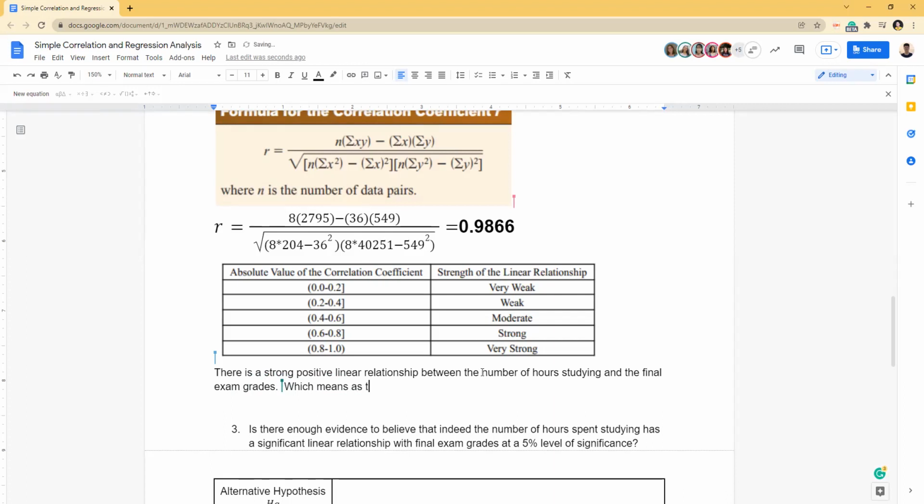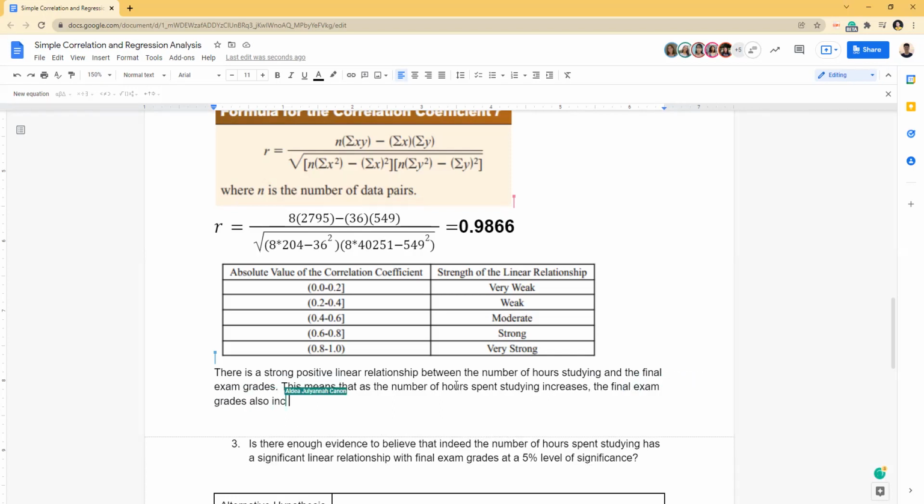So as the number of... ano bang gusto niya sa which means? This means that as the number of hours spent studying increases, again, can I ask somebody to please complete the sentence? As the number of hours spent studying increases, sige. Sige, si Aldea ulit. The final exam grades also increases. Very nice.